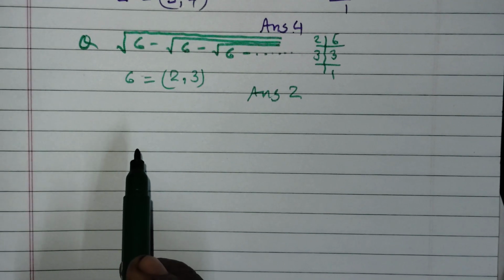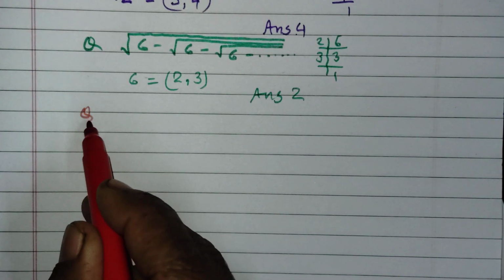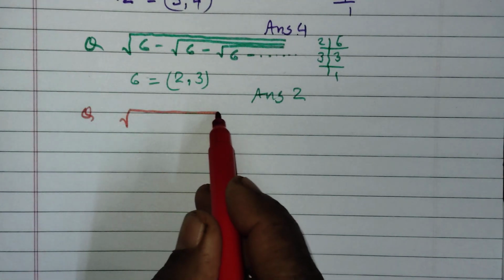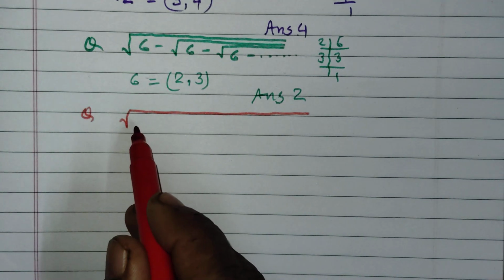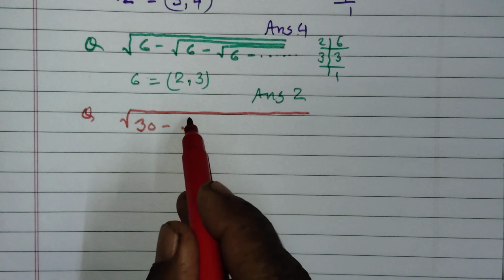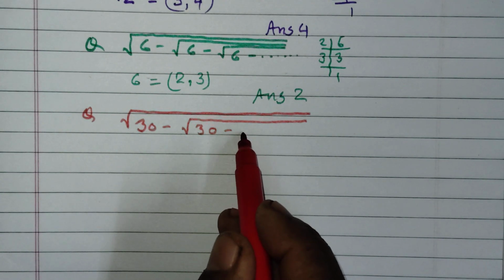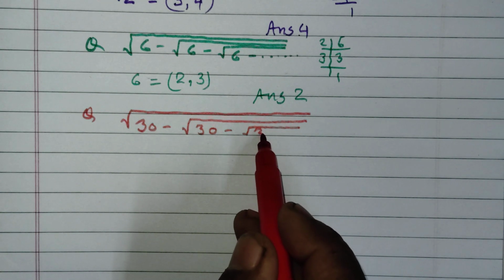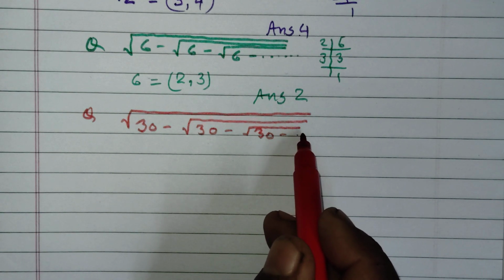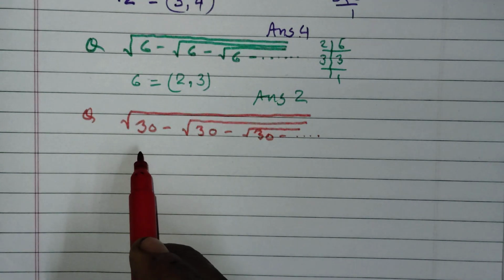Next, take another problem. The question is the square root of 30 minus the square root of 30 minus the square root of 30 minus, and so on. These three dots mean infinite times.